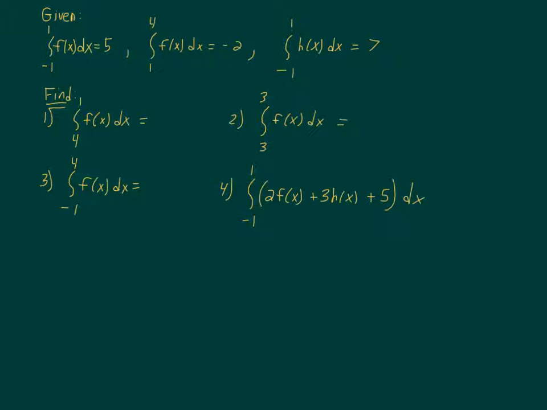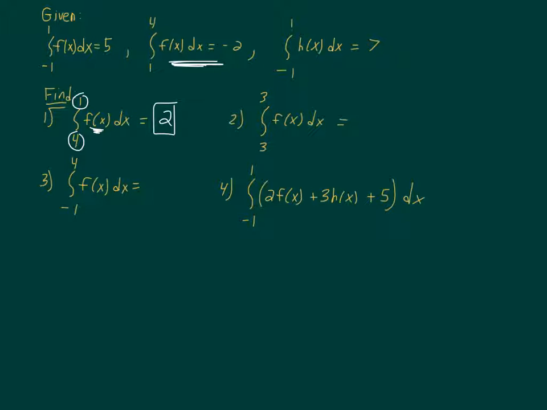So the first one here, we're looking at bounds that go from 4 to 1 on the f of x function. Well, up here we have a given fact for the bounds going from 1 to 4. So we talked about the property where this is just going to be the negation of what we know. Alright, so that's just going to be a positive 2.